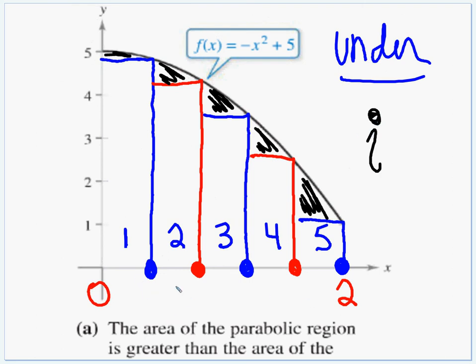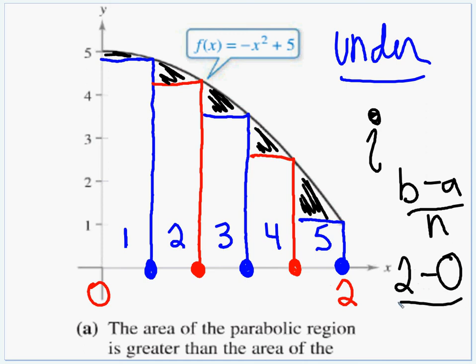But first let's figure out what these are. We've got 5 rectangles, and we're going out to 2. So here we're going to do b minus a over n. A and b are our upper and lower bounds, and n is the number of rectangles that we want. Our right endpoint is 2, our left endpoint is 0, and we divide that by n, and we want 5 rectangles.